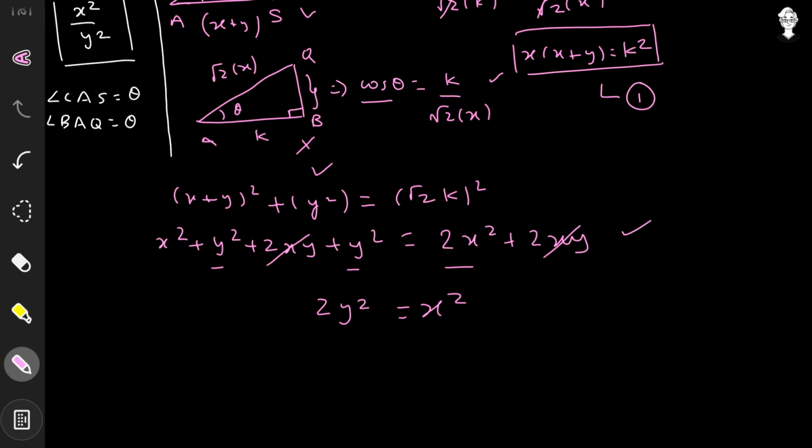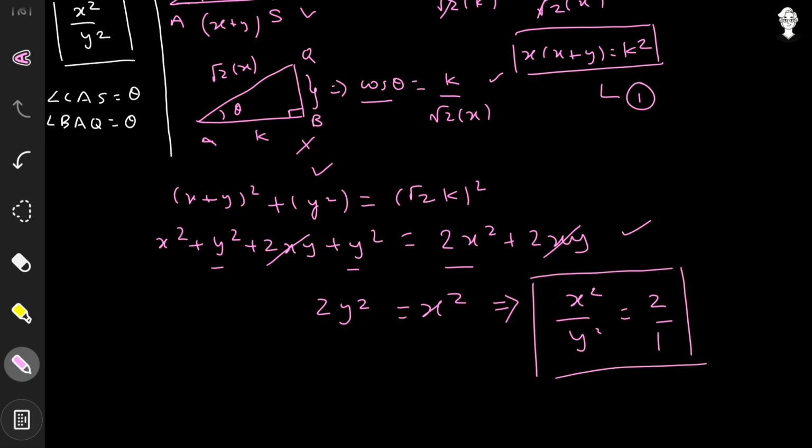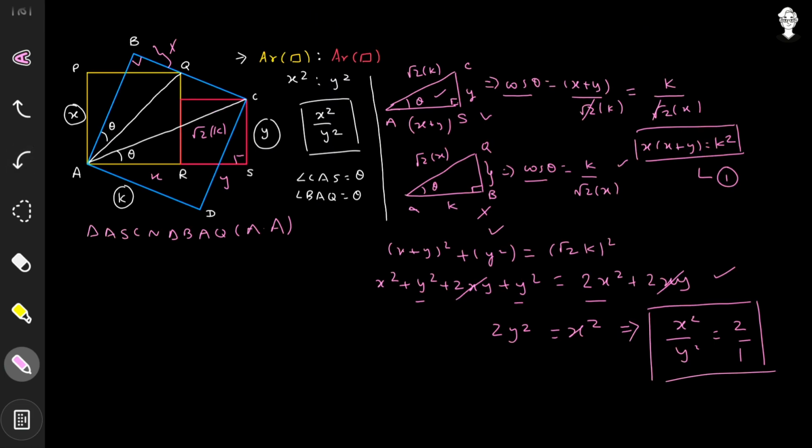Now I will simply divide both the sides by y square, so I will get that x square upon y square is going to be equal to 2, and upon 1 we can say. So x square upon y square is 2 upon 1, and that's the answer that we were looking for. Remember that the required ratio, that is the area of the yellow square to the area of the red square, was ultimately x square upon y square. Here is that particular thing we have discussed in the beginning of the video. To get the required ratio, we have to ultimately find the value of x square upon y square, and we have done it over here. So we can write the final answer, that is the ratio is going to be equal to 2:1.